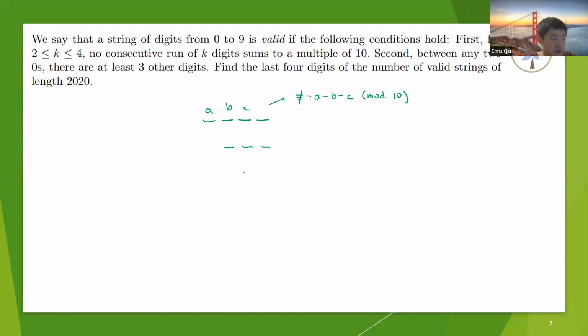And we can say the same for a group of 3 digits and a group of 2 digits. This last digit cannot be equal to negative B minus C mod 10, and also cannot be congruent to negative C mod 10.